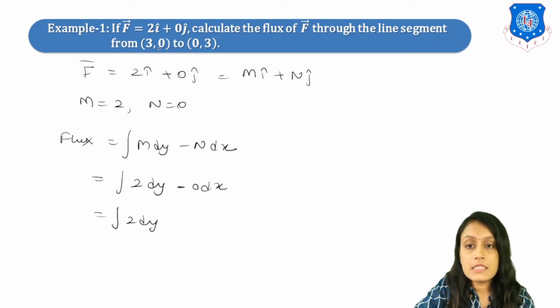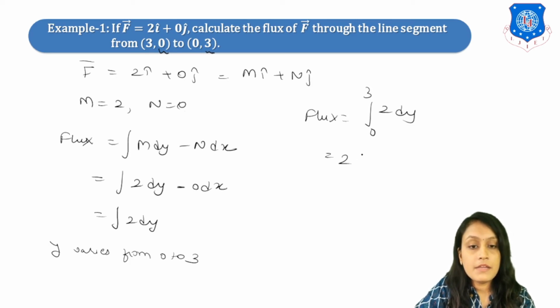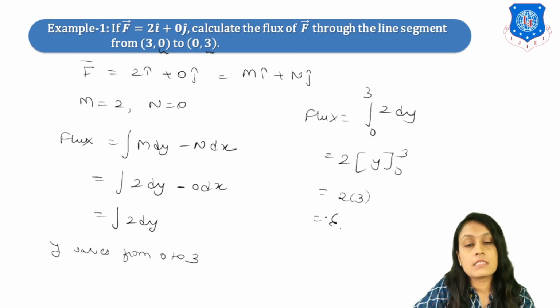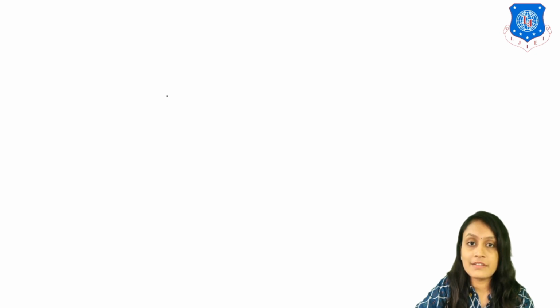Now we can see that the y component varies from 0 to 3. So we can write this as the integral from 0 to 3 of 2 dy. Simplify: 2y from 0 to 3, so your answer is 6. In this way we can calculate the flux of f bar through the given line segment. If f bar is given, just compare it with mi plus nj, substitute over here, simplify, and you will get your answer. I hope you have understood throughout the session. Thank you for watching.